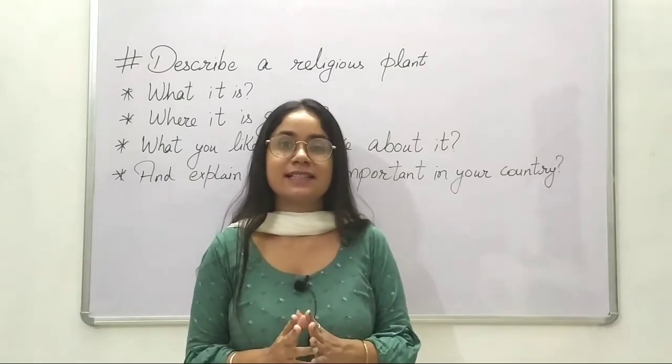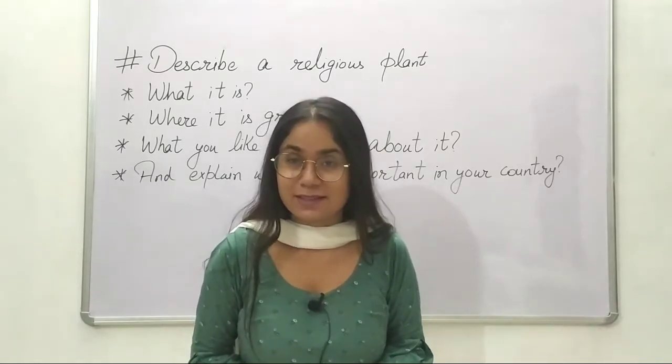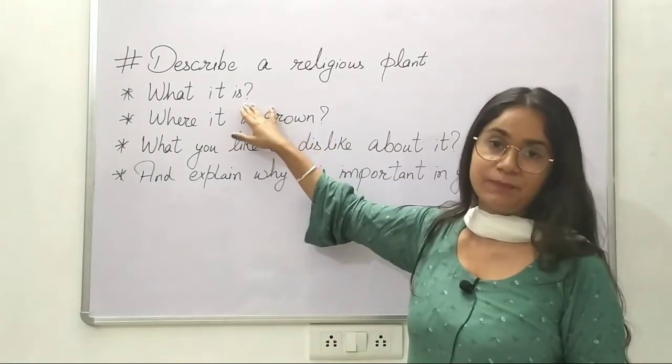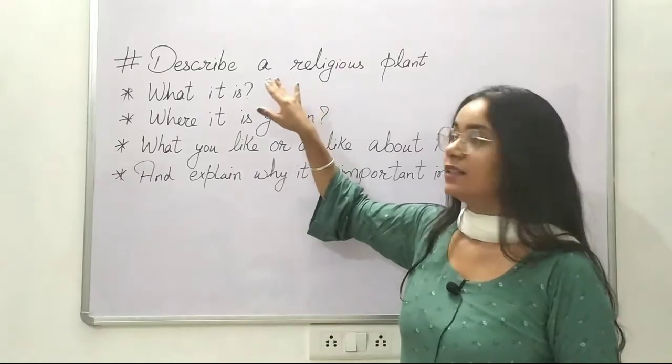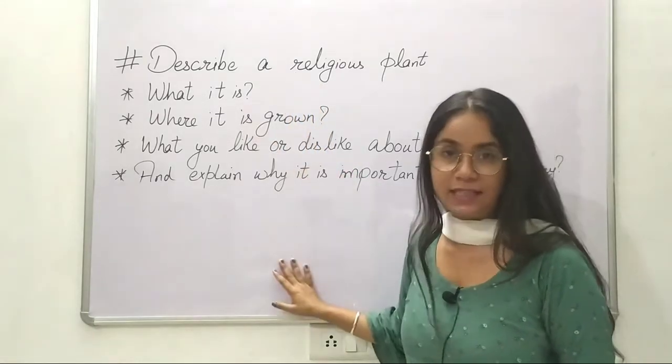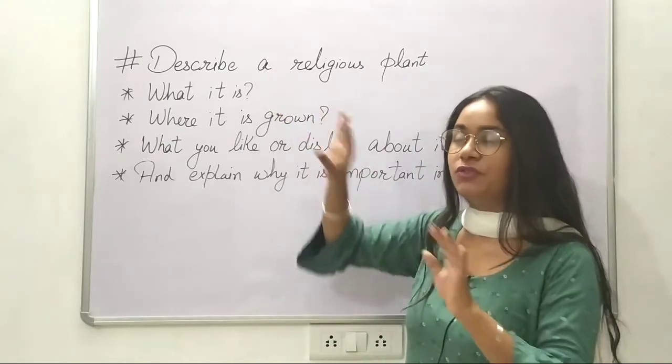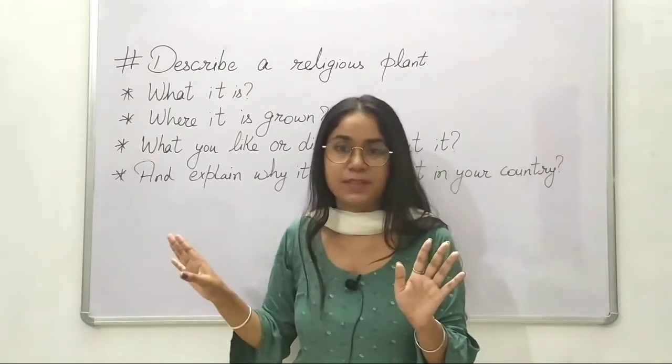Today we are going to discuss our next cue card, which states: describe a religious plant. So our first cue related to it is what it is. On this cue, our whole cue card depends. So you have to choose any one of various religious plants.